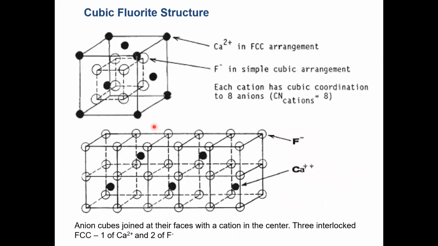So again, cubic fluorite structure, we know that calcium actually makes a face-centered cubic type of arrangement, and fluorine makes the simple cubic type arrangement. So it's a calcium fluoride type structure. That is the fluorite structure. And because of the charge variation between the cation, which is divalent, and anion, which is univalent, calcium goes into every other cube because of the charge imbalance between calcium and fluorine.